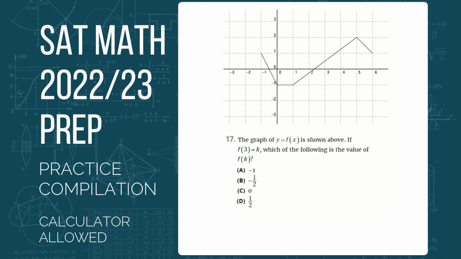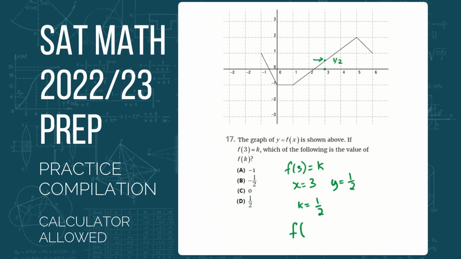The graph of y equals f of x is shown above. If f of 3 is equal to k, which of the following is a value of f of k? All right, now we're going to use this graph to solve this problem. f of 3 equals k means that when x is equal to 3, y is equal to k. Let's look at the graph where x is equal to 3. x is equal to 3 here. You notice the value of y is actually half. So y is equal to half, so k is equal to half.